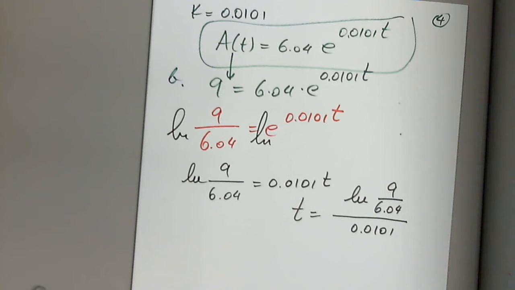So when you're ready, plug it in. Natural log 9 divided by 6.04. Close the parenthesis and divide. If you want to use the entire number, that's nice. Second, previous answer, and I will not truncate. I will get a better approximation. Not that big of a deal.